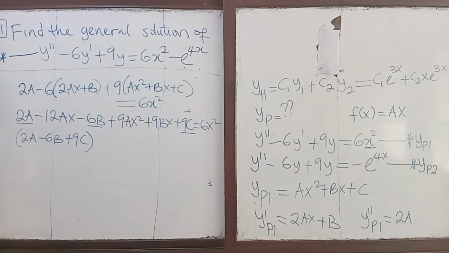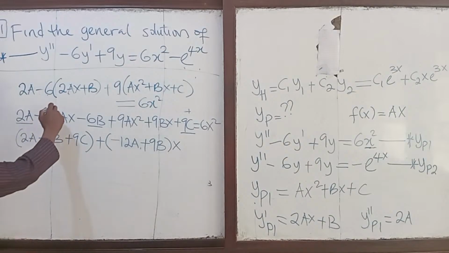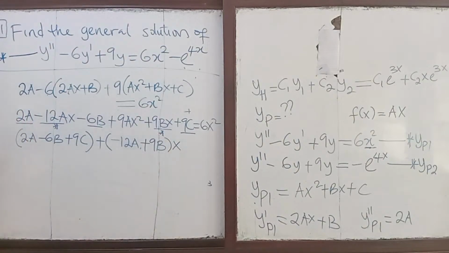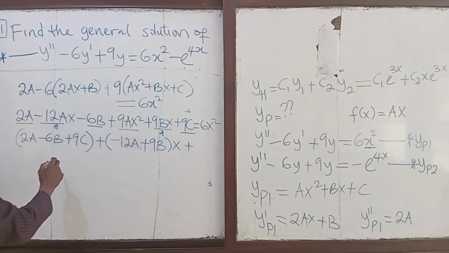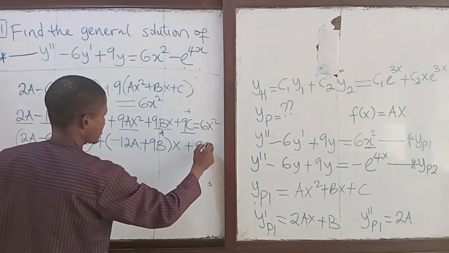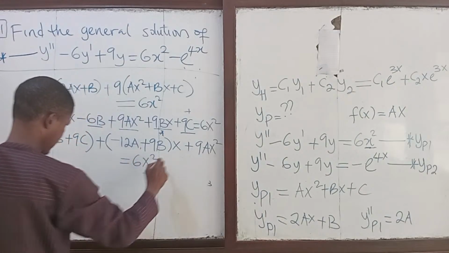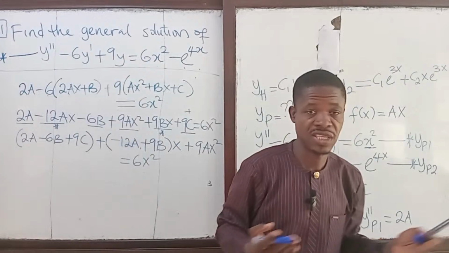We're going to also arrange the x terms. We have here minus 12a. Don't forget the variable x there. Then finally this one, that's 9ax squared, equal to 6x squared. We are going to begin to equate the coefficients, equate the terms.